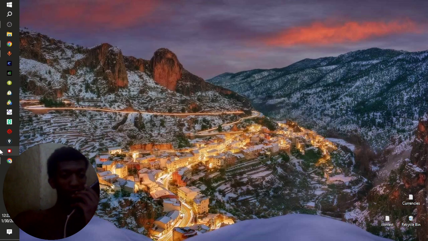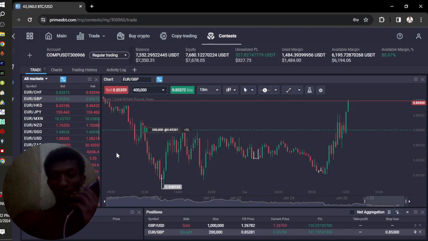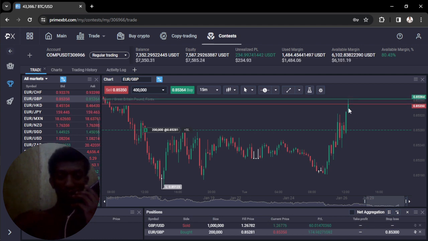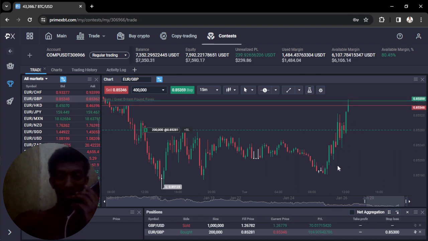It is on Prime XBT, and as you can see, that is huge right there. That is still 200 USD profit in this trade, right? I have minimized 70% at exactly the TP, and now I have let the other run, right? So that is an amazing trade right there. That was an amazing trade.